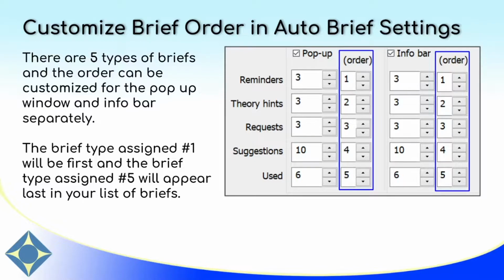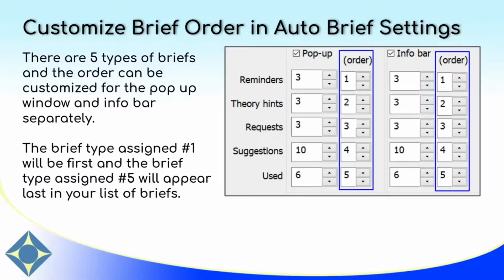However, now in version 10, you're able to customize which order you'd like each type of brief to come up in your list. So no matter which briefs you'd like to see first, whether it's in the info bar or the pop-up window, you'll be able to make sure that those briefs are at the top of your list.